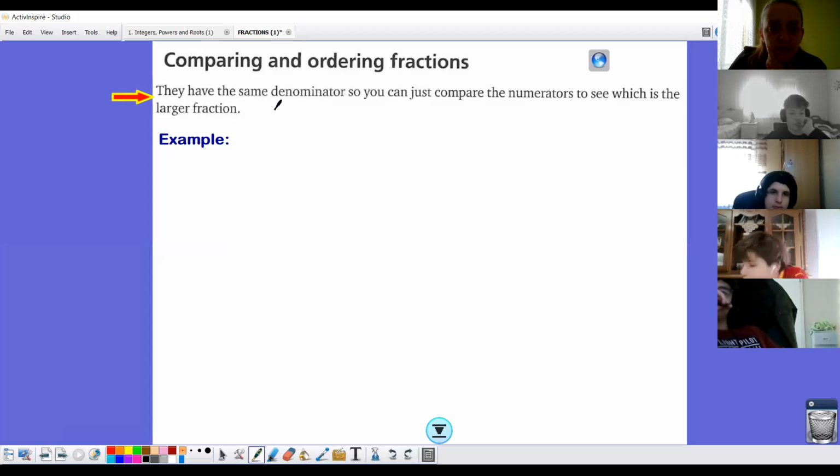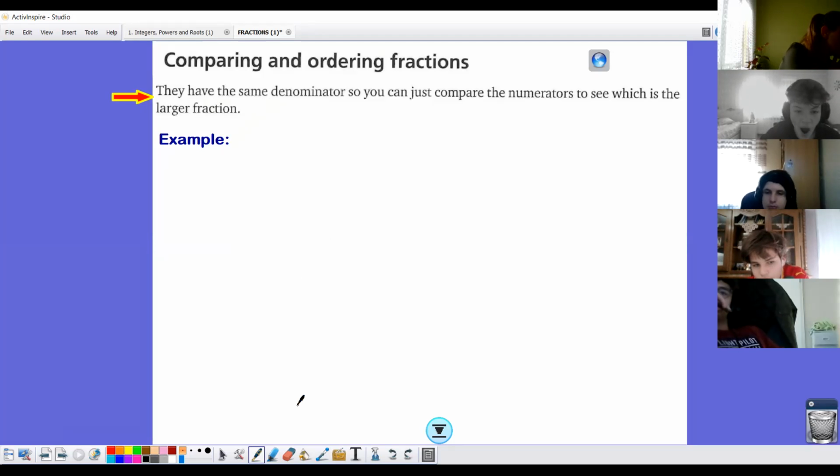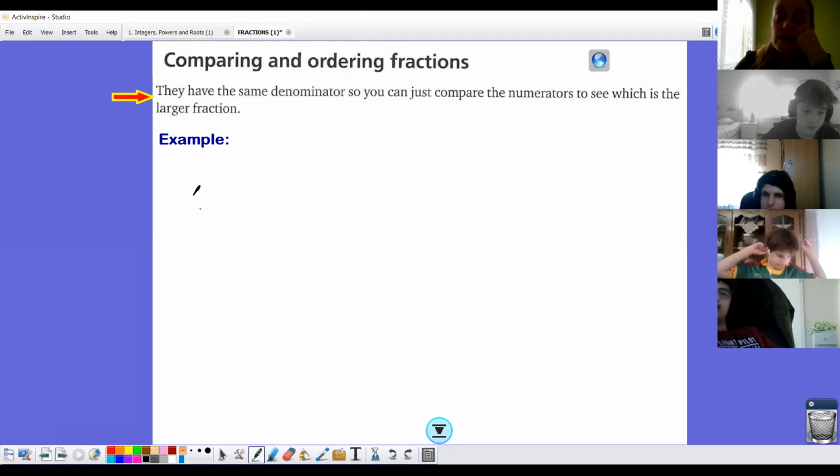We have the same denominator, so you can just compare the numerators to see which is the larger fraction. Now, the example is written in your book, but I want some different examples from you. I will give, not this one, okay, we'll work on this in the other lesson. Now, I will give a fraction here.